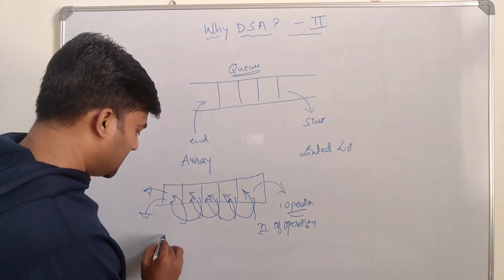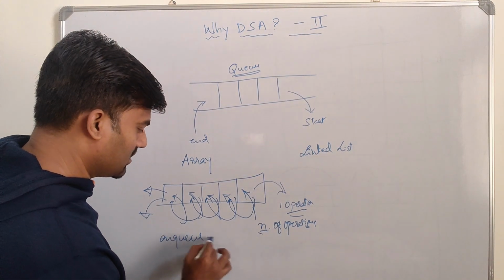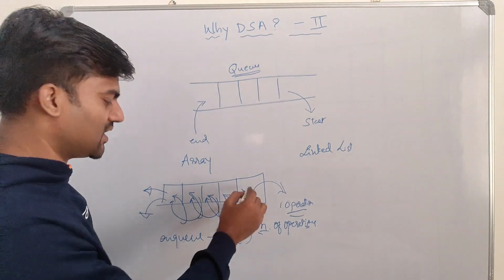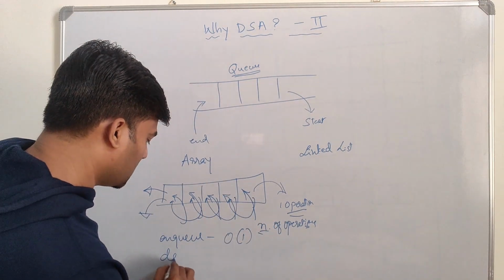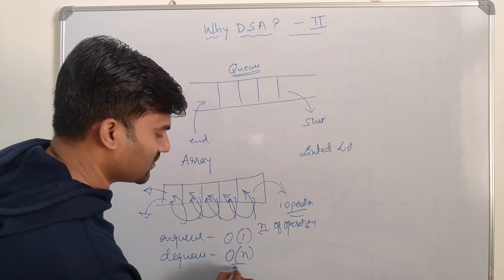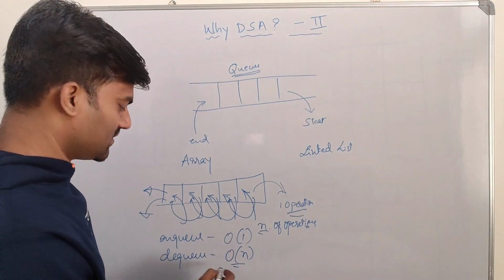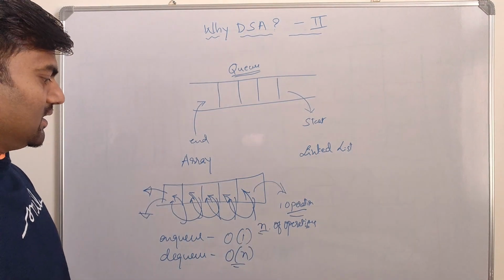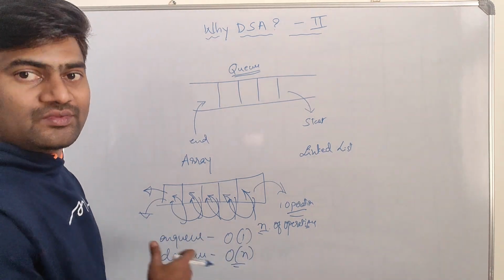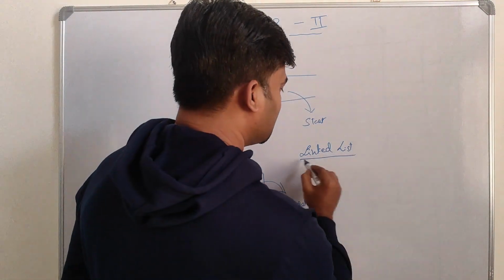So if that is the case, for the NQ operation, it takes order of one time because we can simply append the element at the end. But for the DQ operation, it is of order n, so it takes n number of operations. So this is what we get if we use an array to implement the queue data structure. Let us consider a linked list.